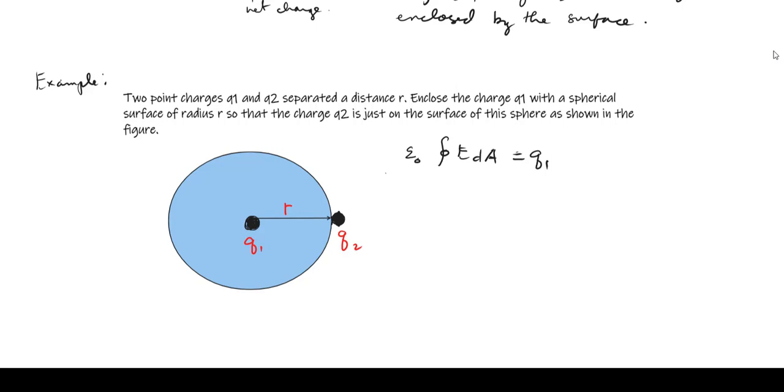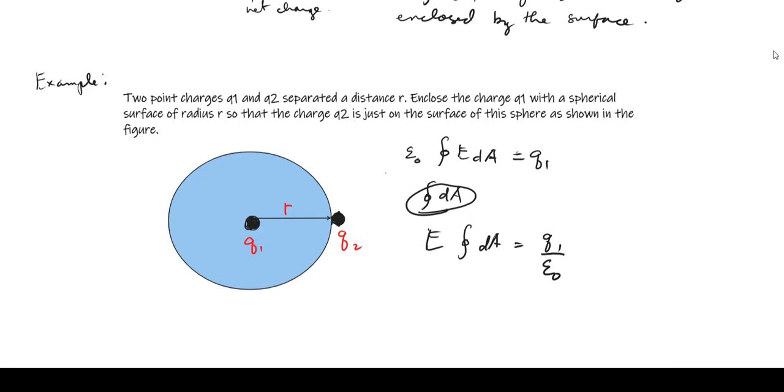And since our integral of dA is just the total of our area enclosed, and also E is constant, taking E outside of the integration, the integral of dA is just the area, so epsilon naught E times area is equal to Q1.